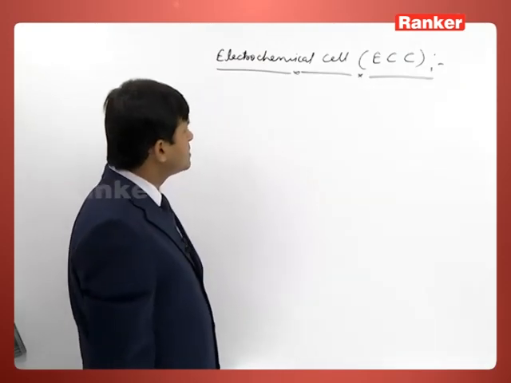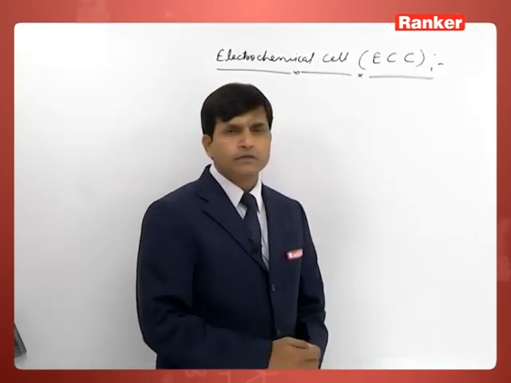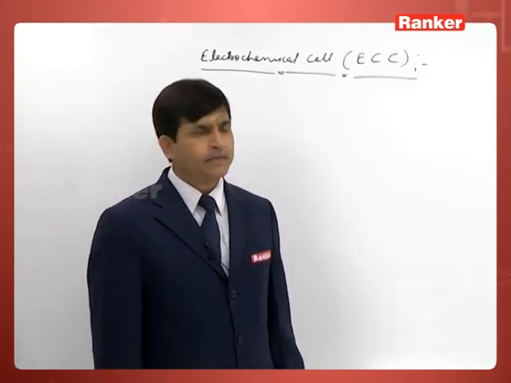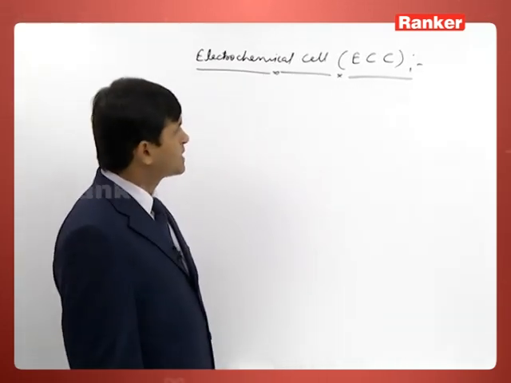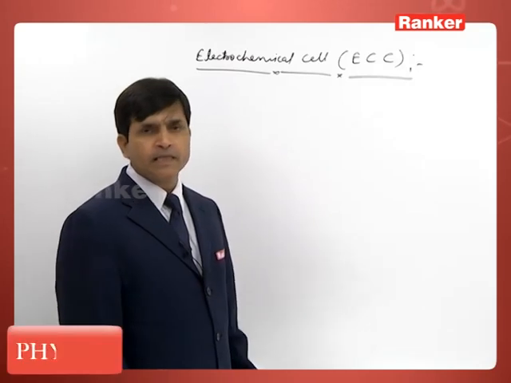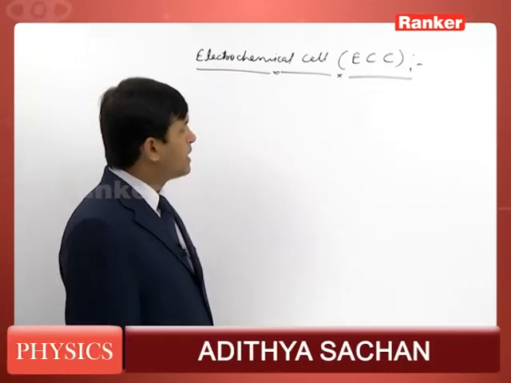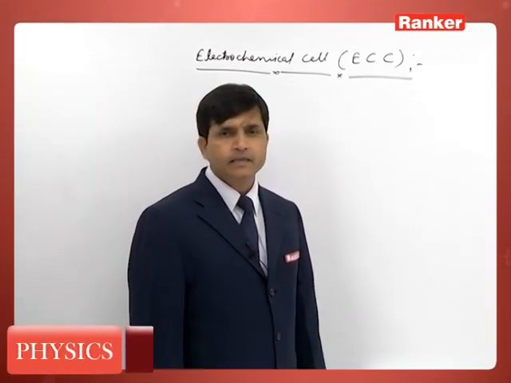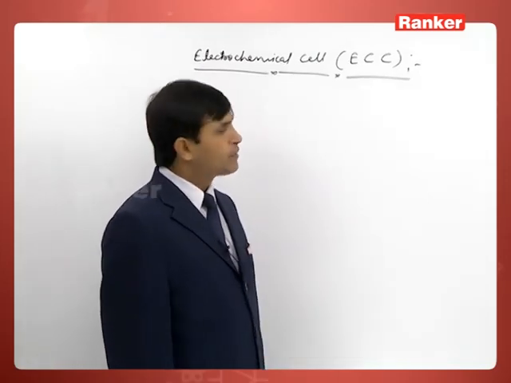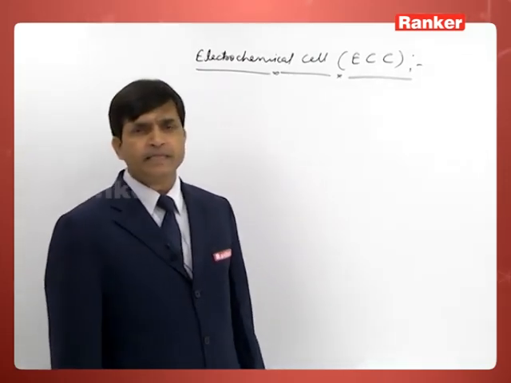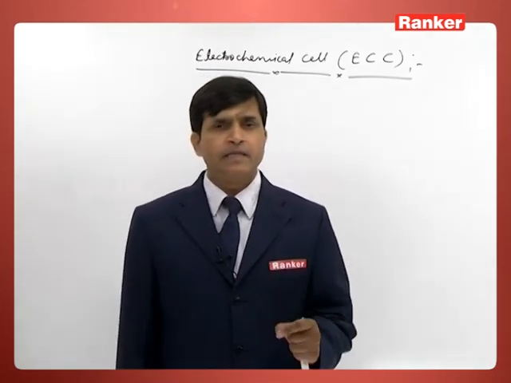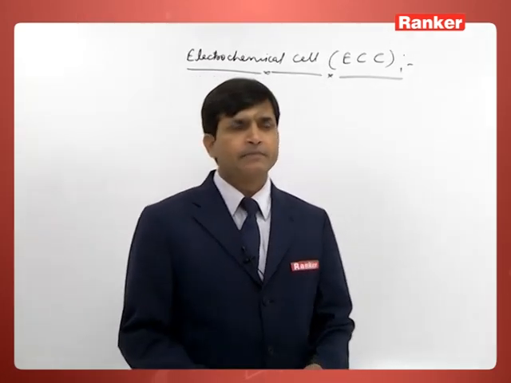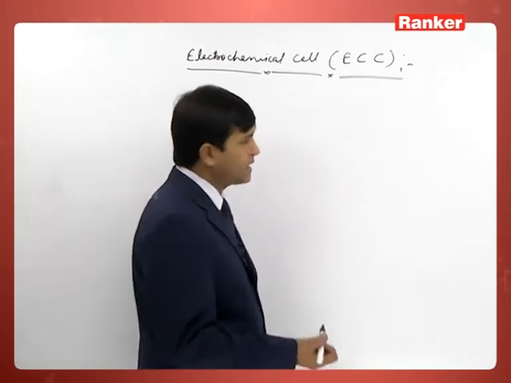Electrochemical cell, or normally it is also called a simple cell. First we will discuss what a cell is, what it does, and its working. A cell is a device which maintains the flow of current by converting its chemical energy into electrical energy.